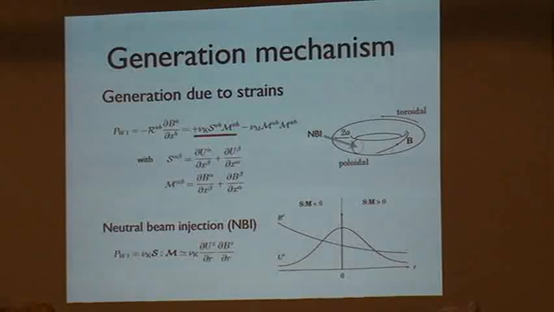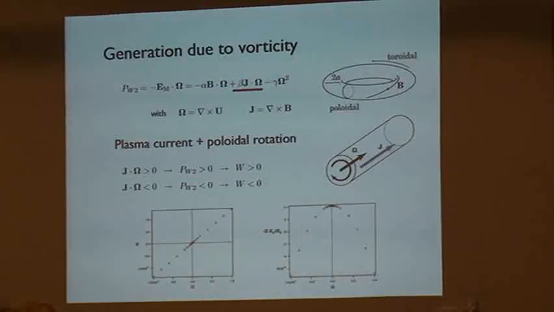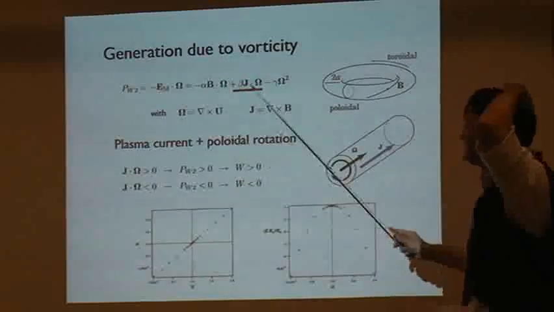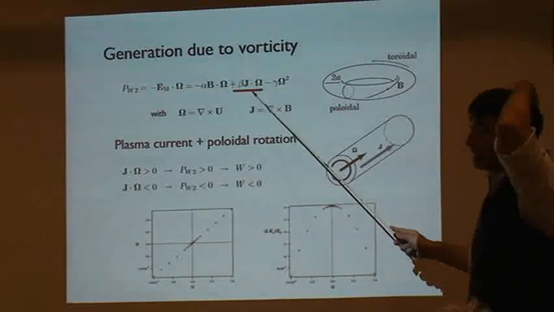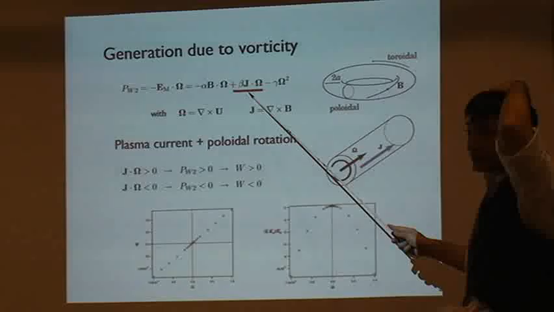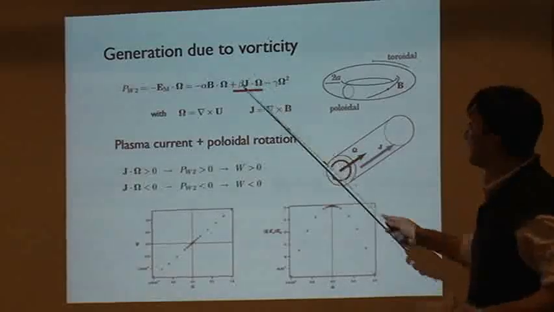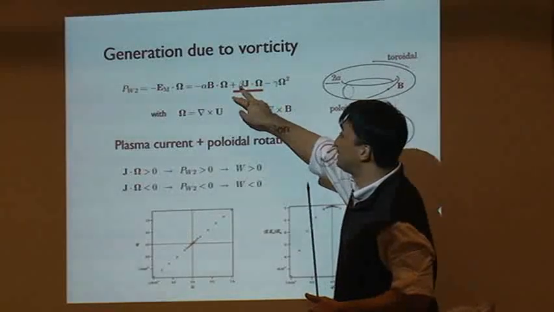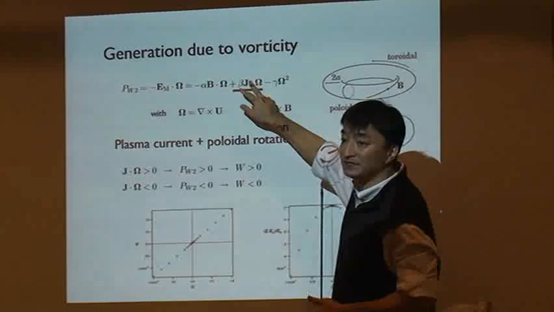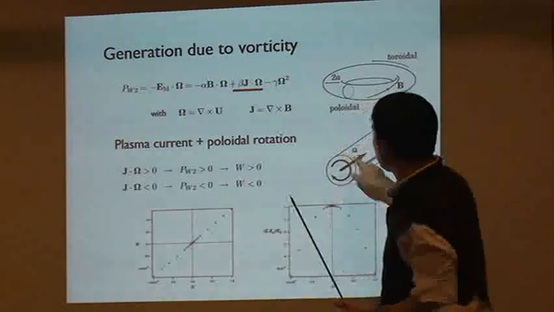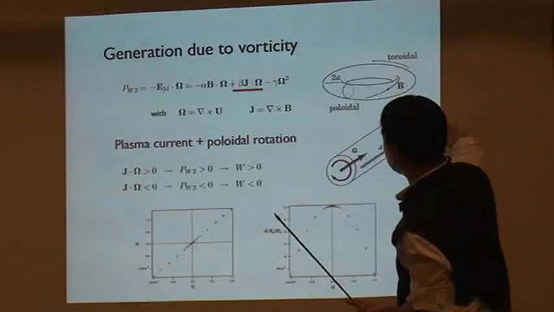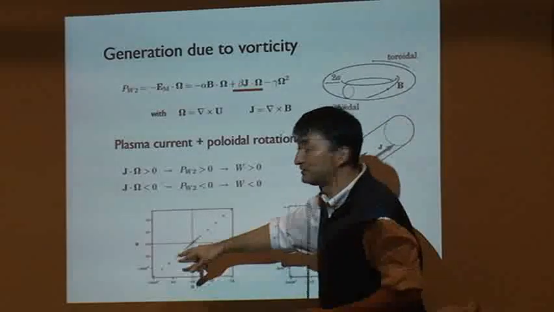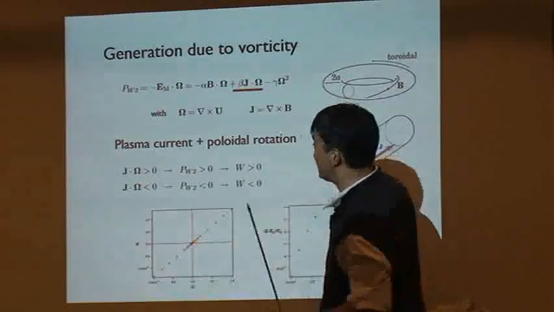This is one situation I consider. The second situation is generation due to vorticity. As I mentioned, if we have J dot omega, large-scale J and omega, where omega is the large-scale vorticity, then depending on the sign of J dot omega, we have positive or negative cross-helicity generation. I consider this type of cylindrical approximation, and we made some numerical simulation for this case.